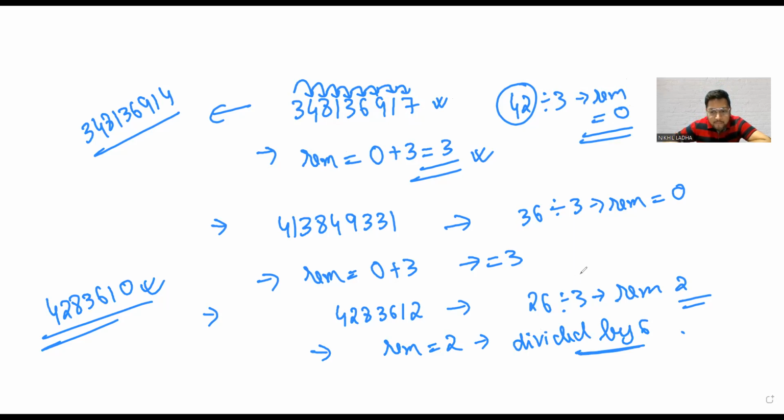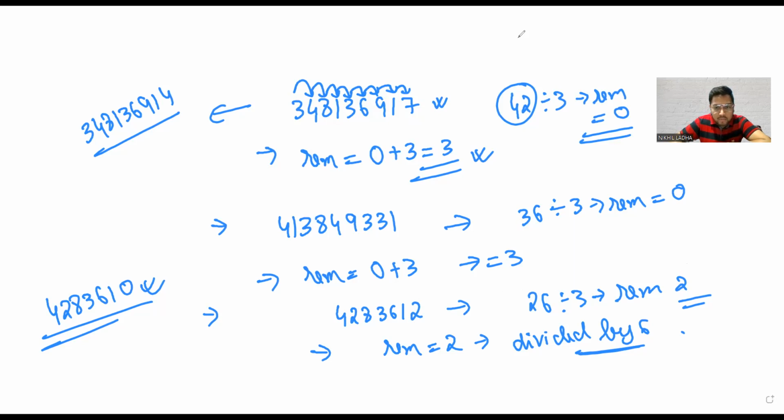But for even, when we're getting 26 divided by 3, the remainder is 2. So when we're subtracting 2 from this number, what are we getting? We're getting the remainder as equal to 2, right? Directly. We're not going to change that.